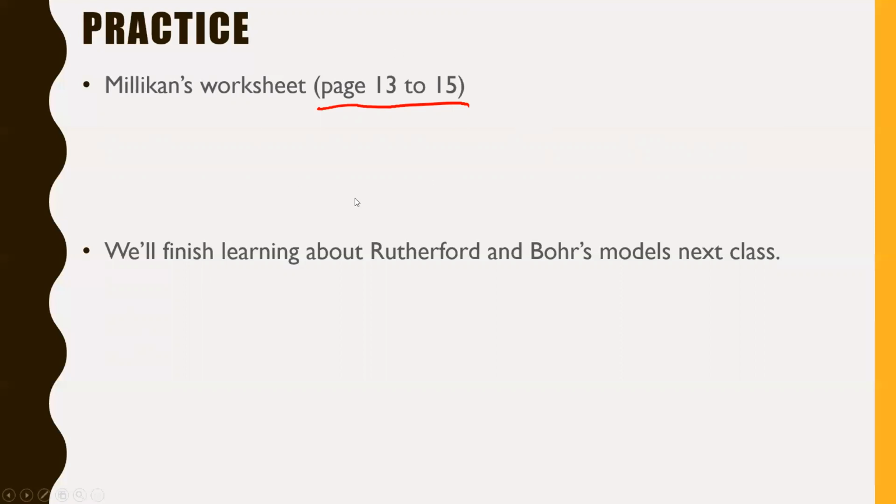Definitely do those questions up at the top on Millikan's worksheet. There are not too many of them in there. And you know the drill. As always, please reach out to me if you have any questions.